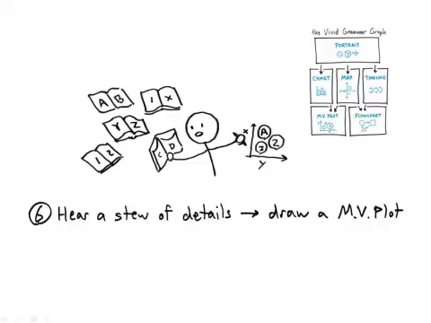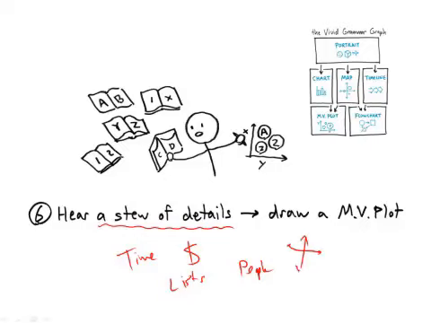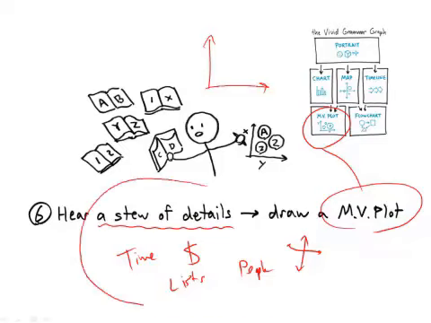The last one is if we're reading something, or if someone's telling us a story, and we start to hear a whole stew of details. There's time, and there's money, and there are lists, and there are people, and there are places, and there are destinations. A whole lot of things. Well, now we have no choice, but we have to start to draw our famous multivariable plot. A single image which is going to be able to pull together all of the different variables that we've heard.